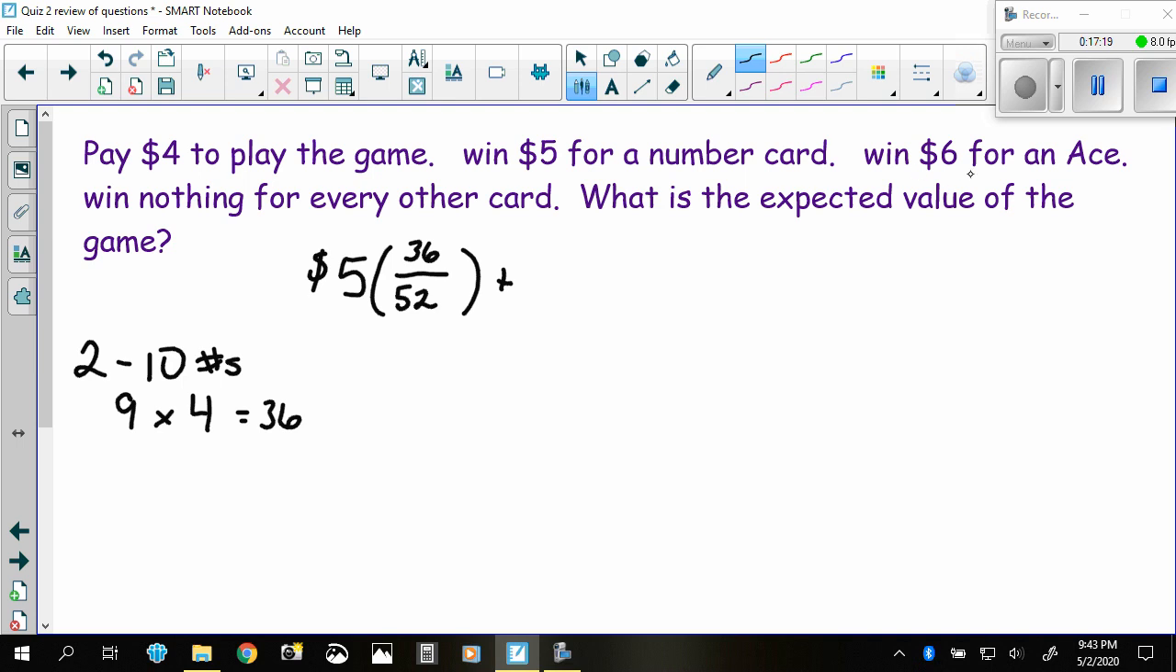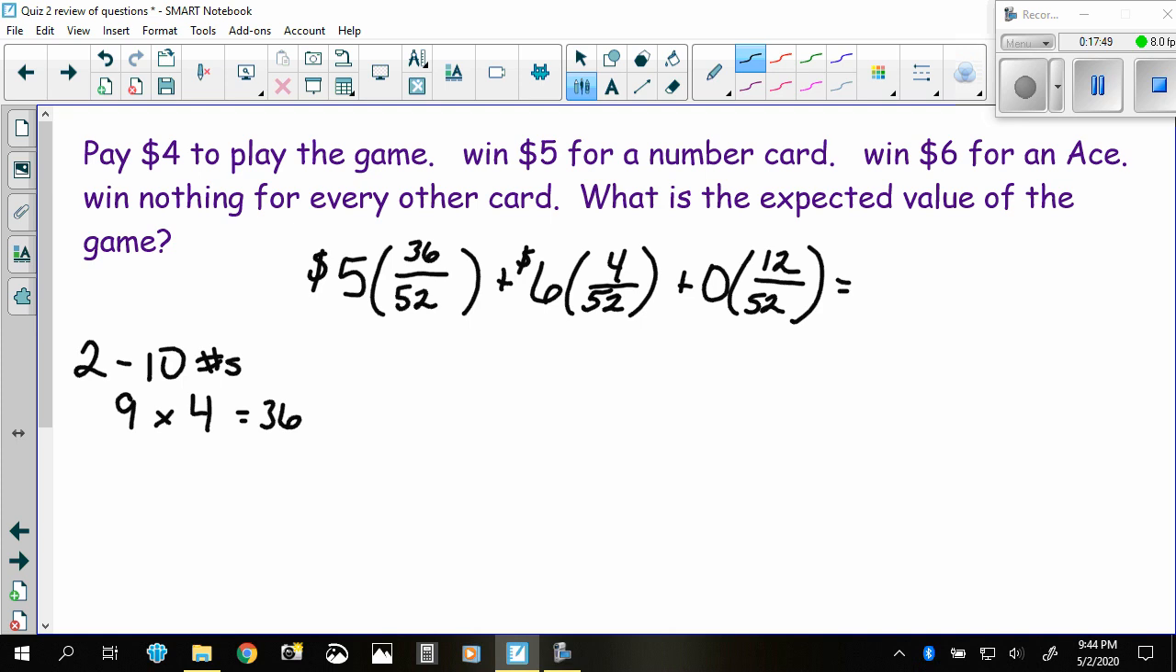Okay, we could win $6 for an ace. So we put $6 here for our value. And there is 1 ace for each of the suits. That's 4 total aces in the deck out of 52. And then the last part is we don't win anything, and that would be the remaining 12 cards. Those would be the face cards, the 12 face cards. We don't win anything with those out of 52. So those are our probabilities.